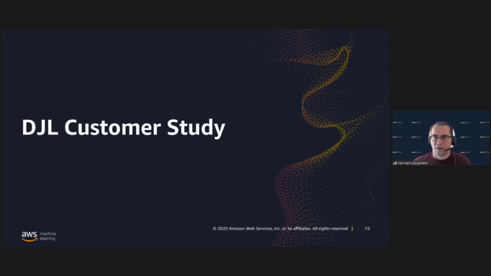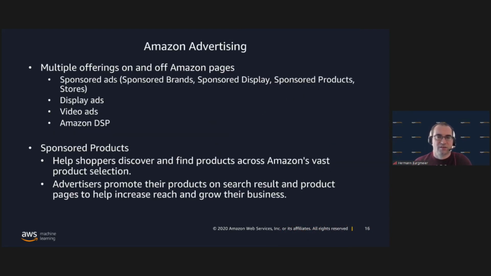Yeah, hello. My name is Herman Birkmeyer. I'm a senior engineer in Amazon Advertising here in Seattle. Can we go to the next slide, please? So let me introduce Amazon Advertising real quick and how we use machine learning and DJL.